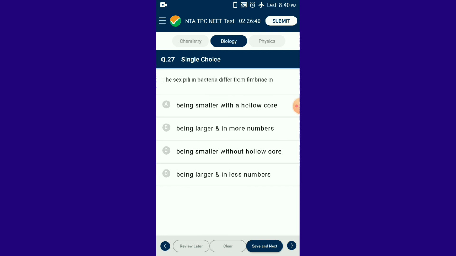Question number 27. The sex pili in bacteria differ from fimbriae in. Bacteria are ubiquitous prokaryotes. They occur anywhere and everywhere in water, in air, in soil, in all living organisms except the pits of volcanoes, deep strata of rocks, tops of high mountains, and blood of healthy animals. Sex pili in bacteria differ from fimbriae, being longer and in less numbers. So the answer is option D.